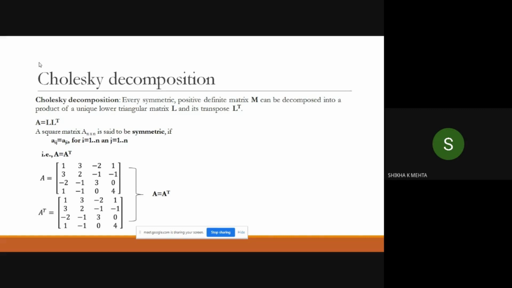That means the transpose of A is equal to A. Whether you convert the rows to the columns or the columns to the rows, we get the same matrix, as you see in this particular example.